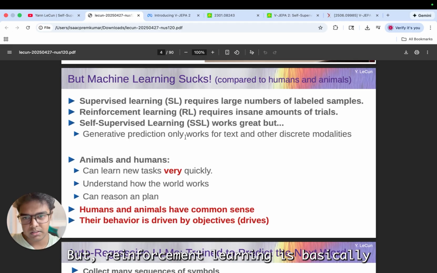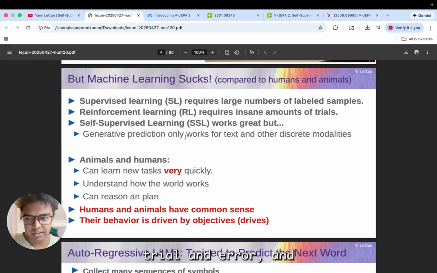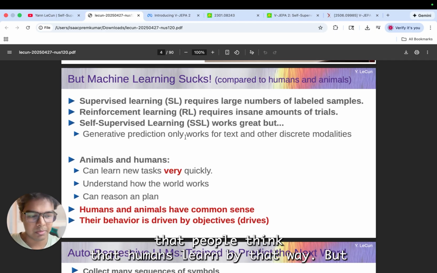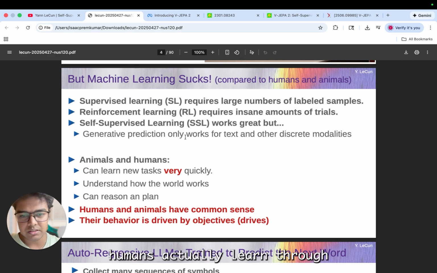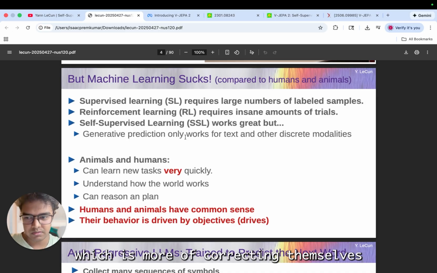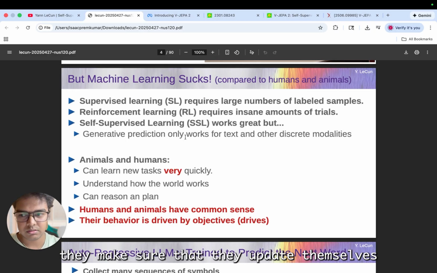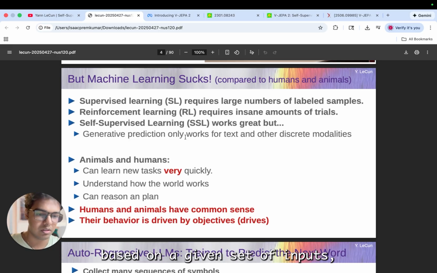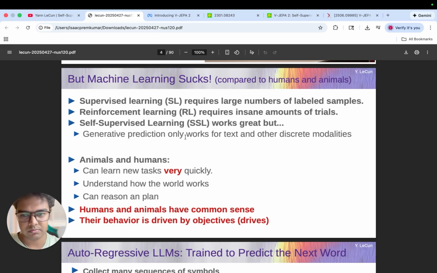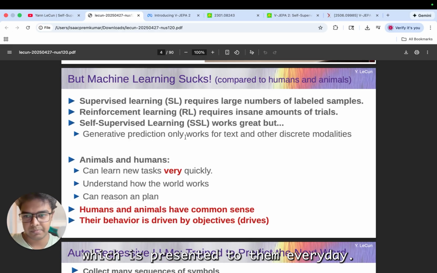But reinforcement learning is basically trial and error, which is something that people think humans learn by. But humans actually learn through self-supervised learning, which is more of correcting themselves every time they see something new, and they make sure that they update themselves based on a given set of inputs which is presented to them every time.